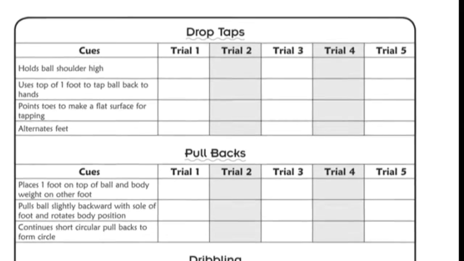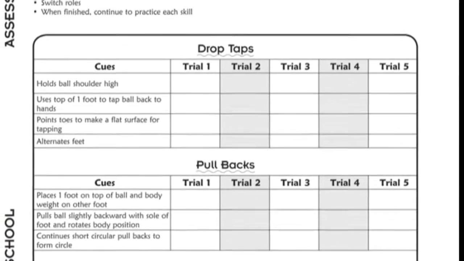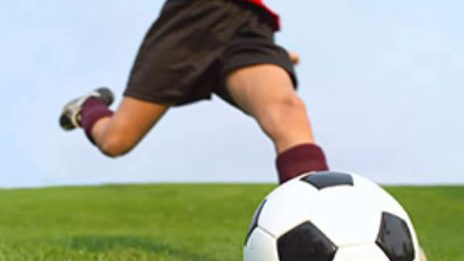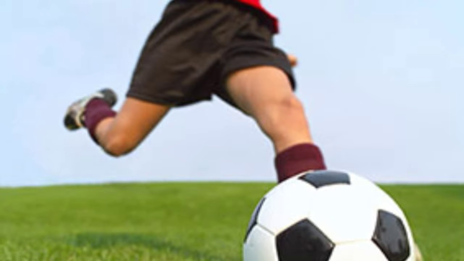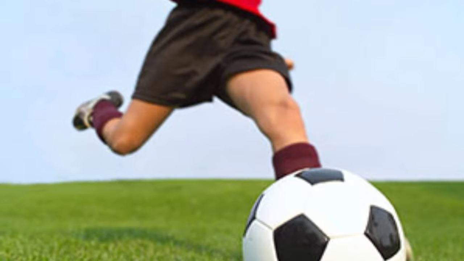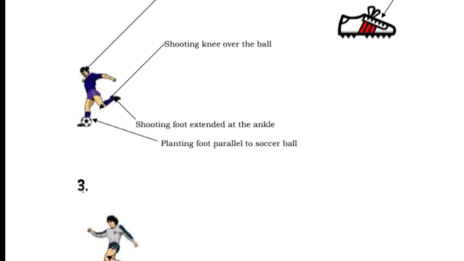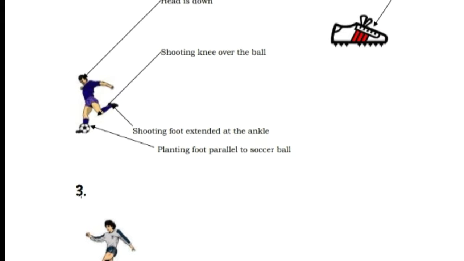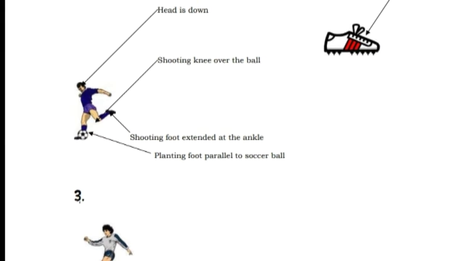At the middle school level, the students will be given an assessment sheet listing the skills: drop taps, pullbacks, and dribbling. Under each skill, the cues are listed, and this is what the students will be assessed on during the activity. Students will have a partner. One will be the performer while the other records the results.